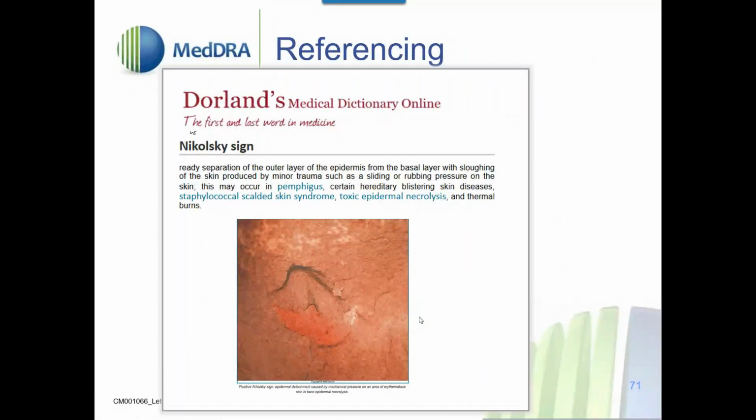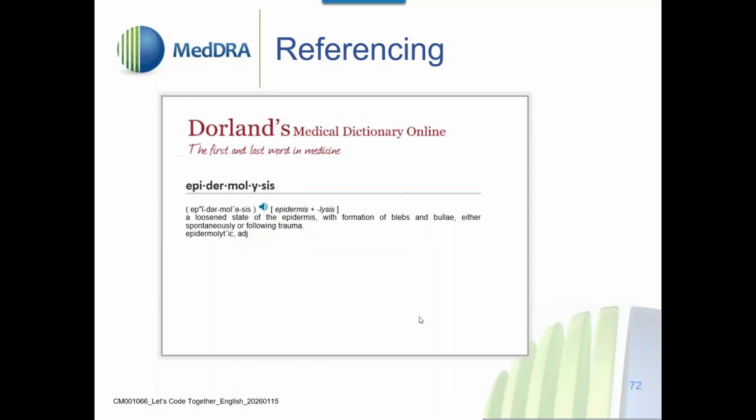So Nikolsky sign is ready separation of the outer layer of the epidermis from the basal layer by sloughing of the skin produced by minor trauma such as sliding or rubbing pressure on the skin. This may occur in these diseases: pemphigus, hereditary blistering, toxic epidermal necrolysis, and thermal burns. So this can happen for various reasons, but it's separation with slight trauma, the skin comes apart. So Nikolsky sign is capturing the fact that this epidermal detachment. So I'm not going to worry too much about it.